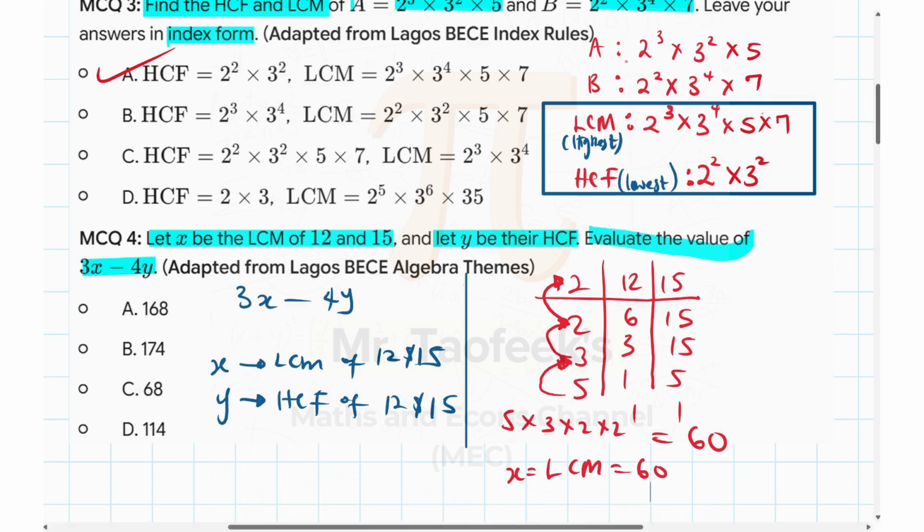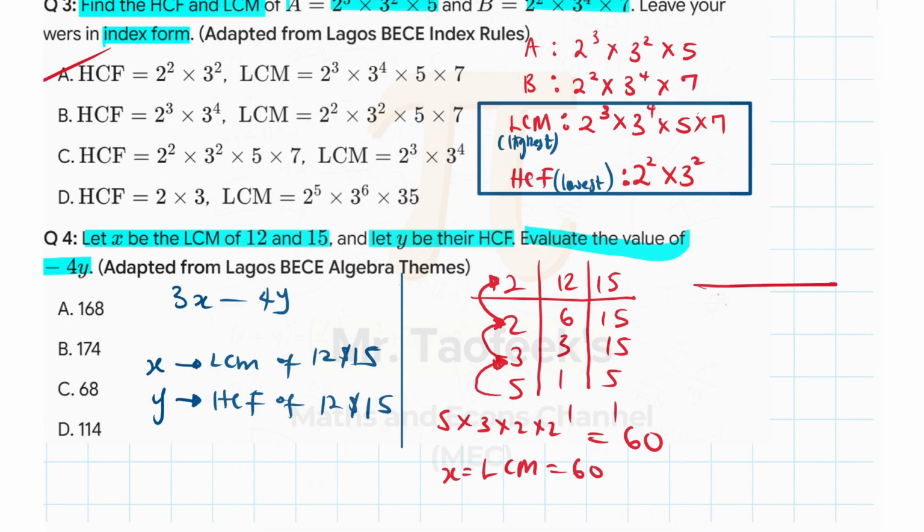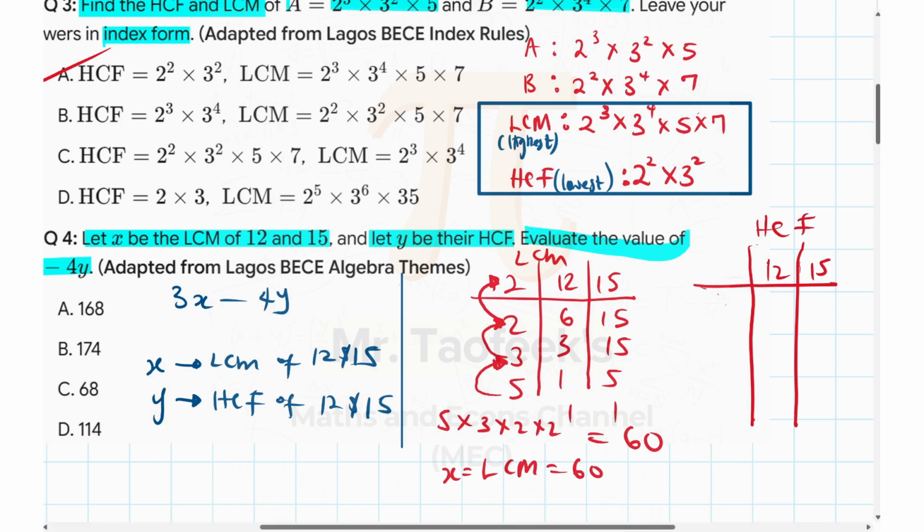Now let's find the HCF of this same number. So we draw another table. And this is my favorite way of finding HCF, okay? So we have the same thing, 12 and 15. Because it's the HCF, we only focus on a prime factor that can divide both of them. So if I say 2, 2 cannot divide both of them. So I'm not going to use 2. Then 3 can divide both of them.